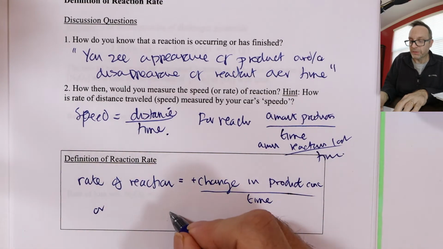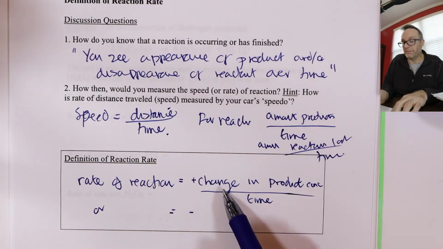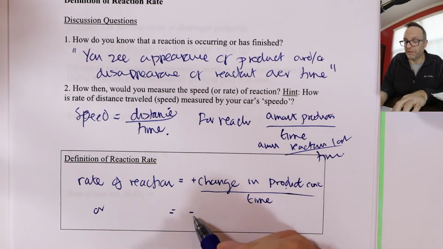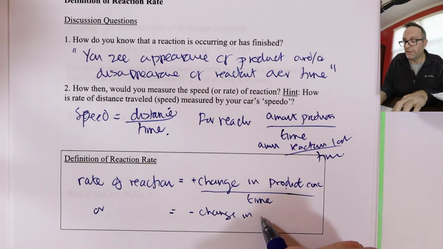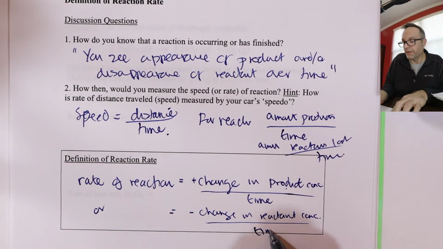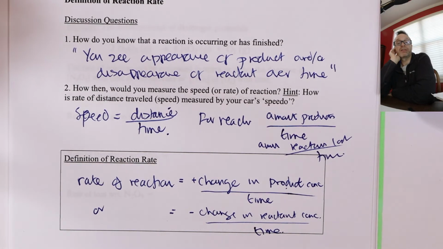Or we can look at the disappearance of reactants. So we can look at the formation of product or the disappearance, so minus, because it's going away, change in reactant concentration over time. There we go. Those are our two simple word definitions. We can look at one or the other.